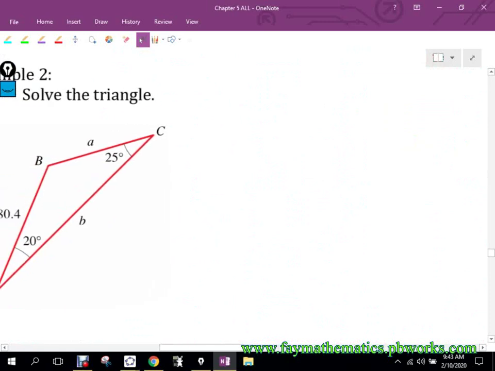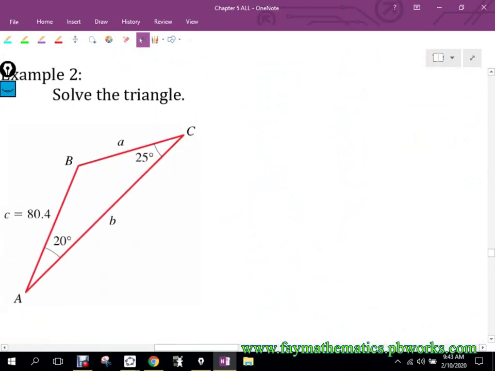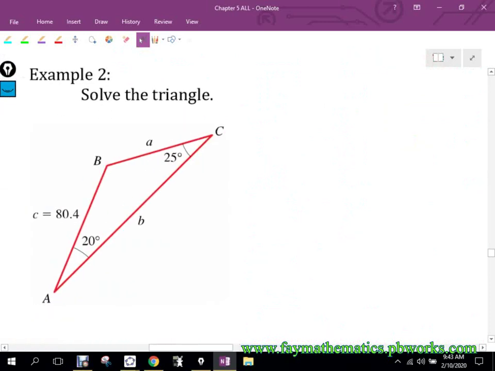All right, so let's do example 2 here. I like when they give you the picture, and I think when you go through WebAssign, it's going to be kind of 50-50 whether you draw a picture or they give you the picture. So let's solve for these things here. Right now, when it says solve the triangle, that means find angle B as well. How big is angle B here? 135? Okay.